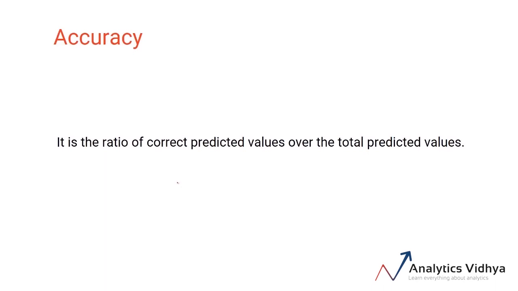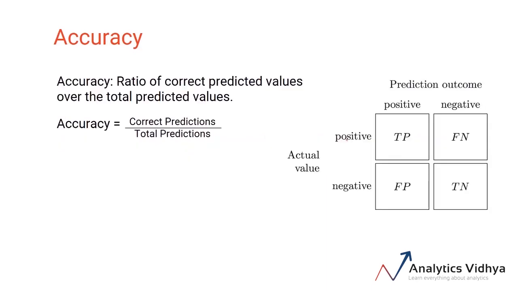To put a formal definition to accuracy, it is the ratio of the total number of correct predictions over the total predicted values. If we look at the confusion matrix that we studied previously, the true positives and the true negatives here are the correct predictions, which means the values predicted positive by the model that are actually positive, or the values predicted negative by the model that were actually negative.